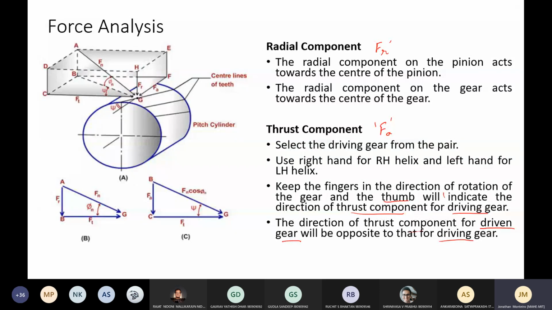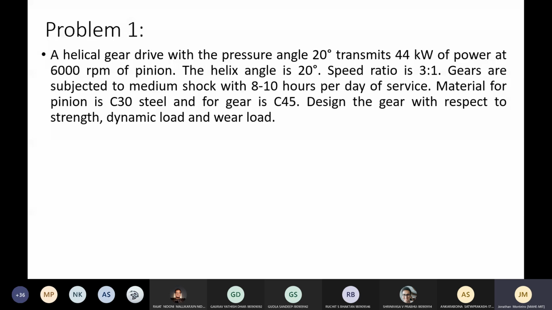Okay, so I think let us go with the first problem. Just take it down. Just add a sentence here. Okay, I think I missed it.